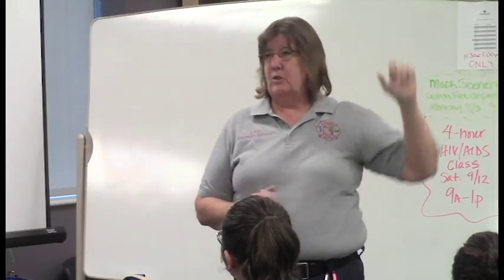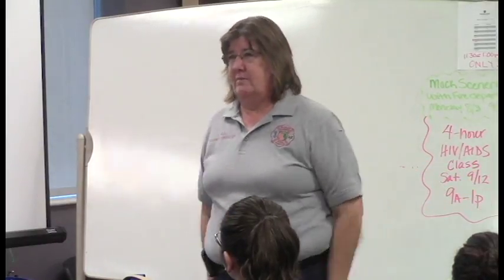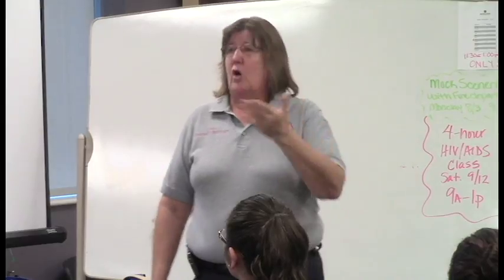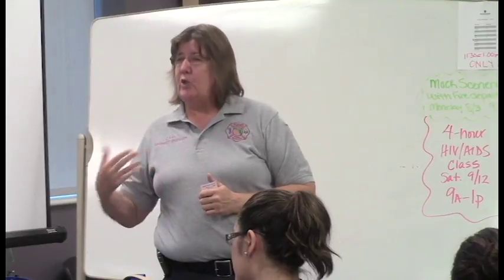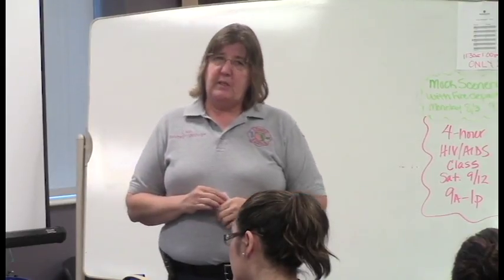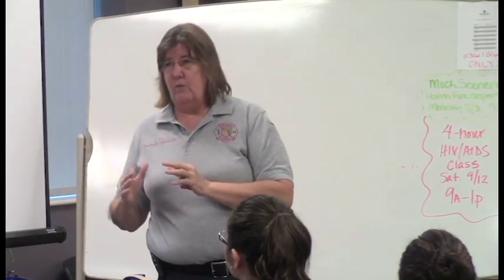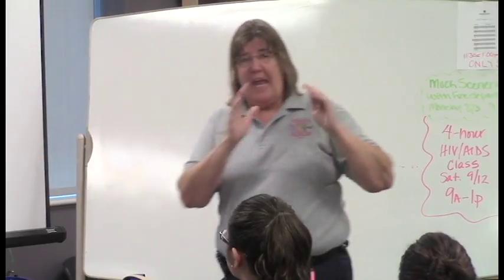AVPU is AVPU, okay? Alert, which means they're looking around at you. Verbal, that means they can talk to you. P is painful, they respond only to painful stimulus, and U is unresponsive. So typically when we're talking about mental status, if they can talk to me at all, they're an A or a V. If they're not talking to me, or if they only talk to me when I elicit pain on them, then they're a P or a U. So if they're a P or a U, they're going to be red. If they're an A or a V, they're going to be yellow.